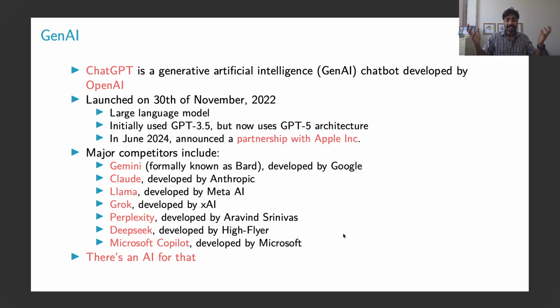There are so many AIs being developed pretty much every day that there's even a website called There's an AI for That. And everything you see in these slides that's red is hyperlinked, so if you click on those links on the slides, it'll take you to where you need to go.